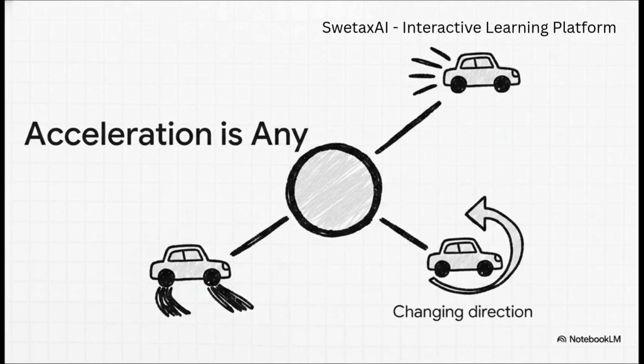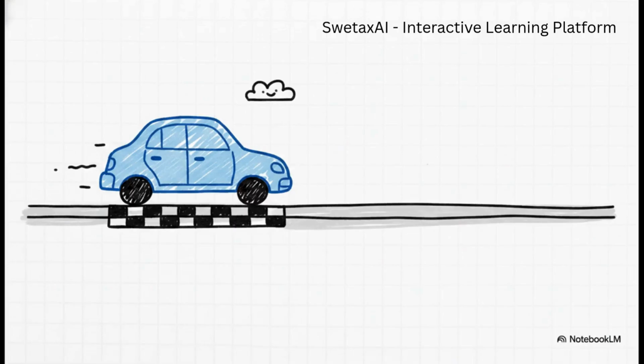Even if your speedometer doesn't budge, that is still acceleration. Why? Because your direction changed, which means your velocity had to change. All right, let's make this super clear.